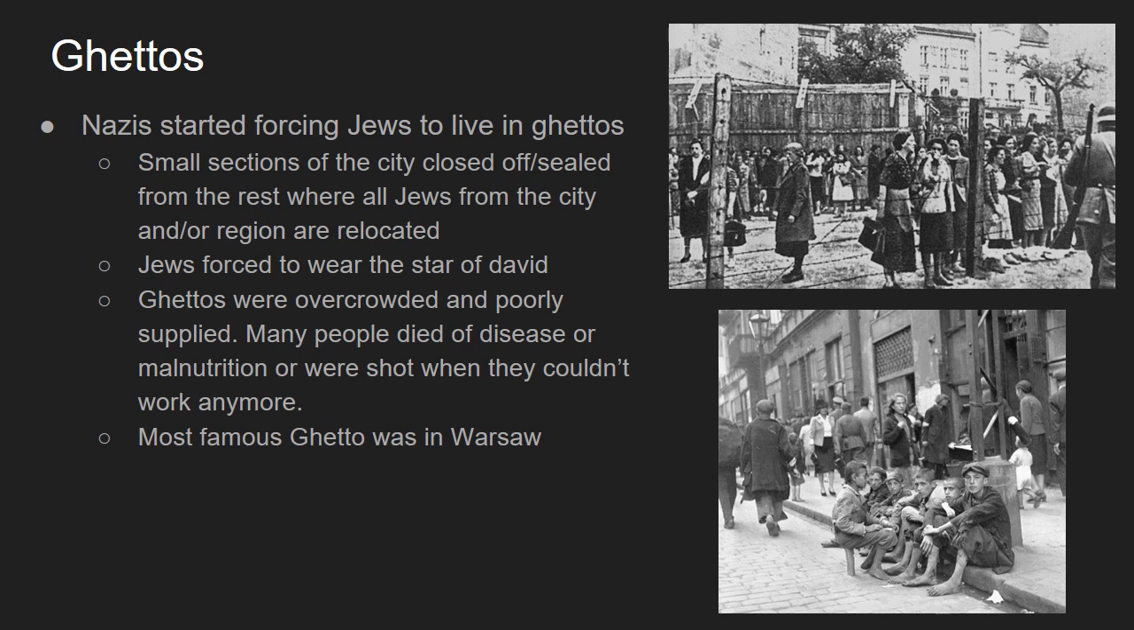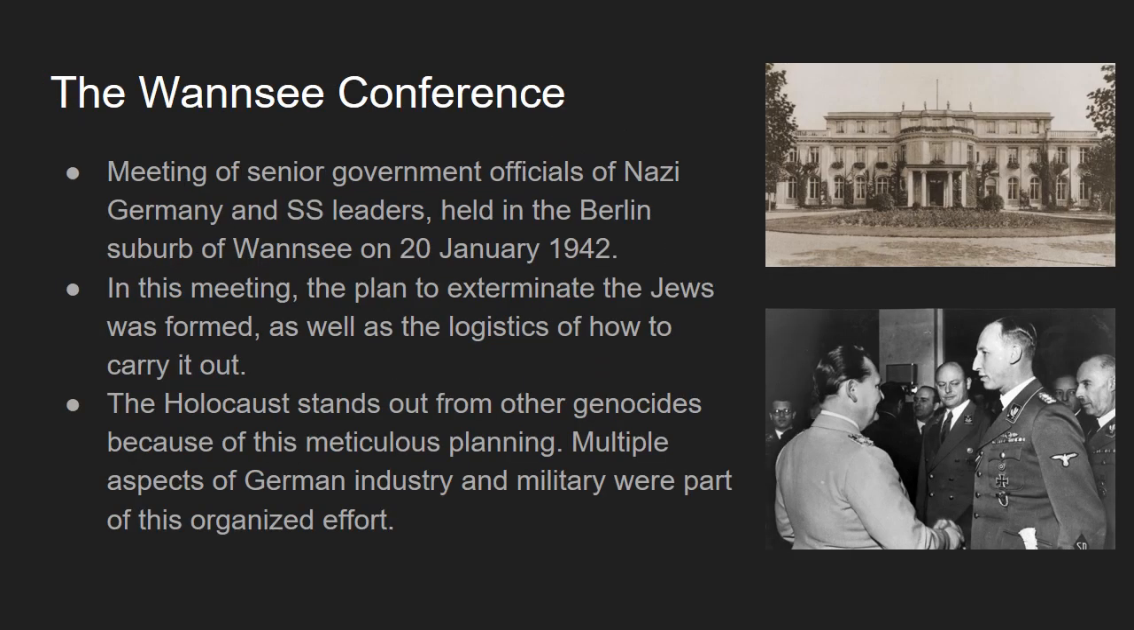One of the most famous ghettos was in Warsaw, the capital of Poland. It was the largest. It saw numerous attempts of violent resistance against the Nazi rule, although none of those attempts were actually successful.